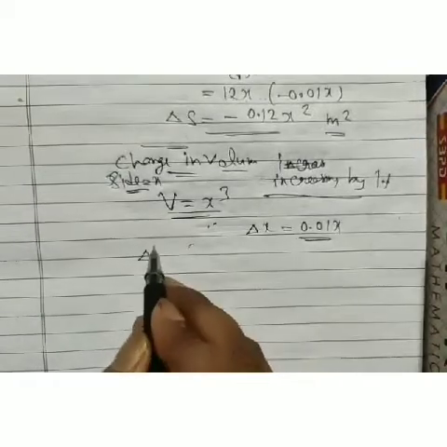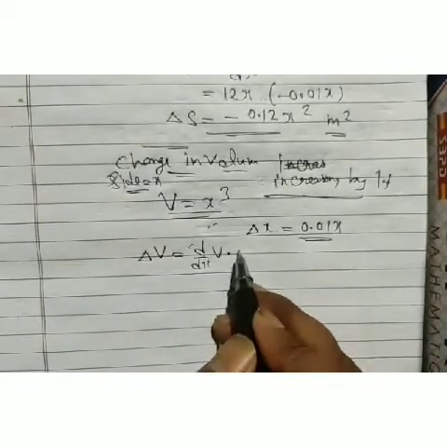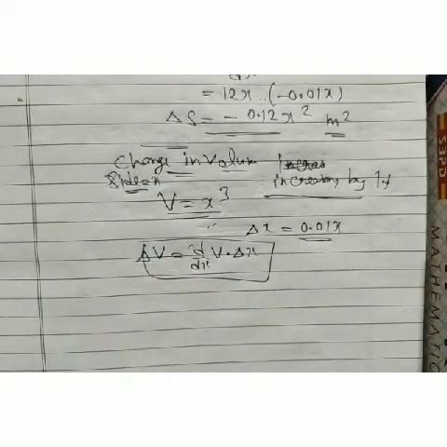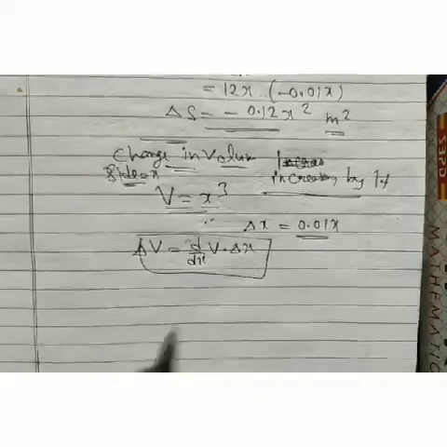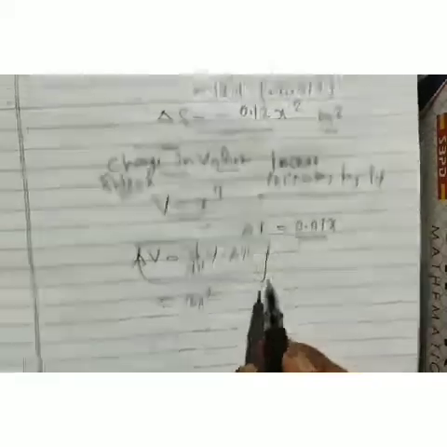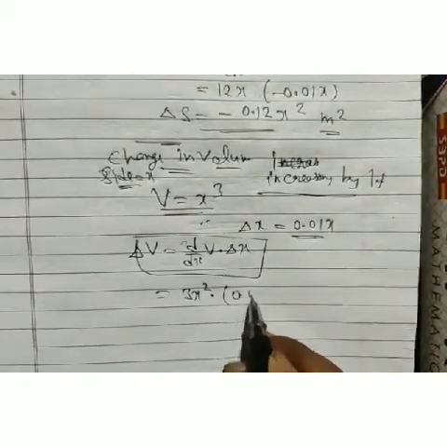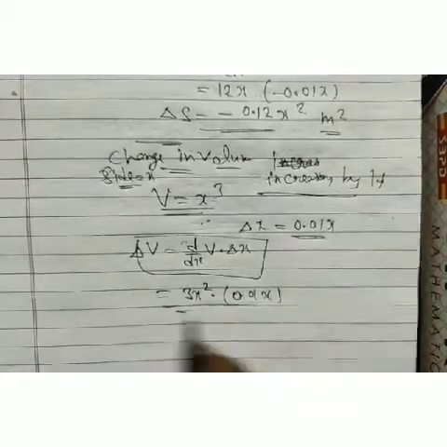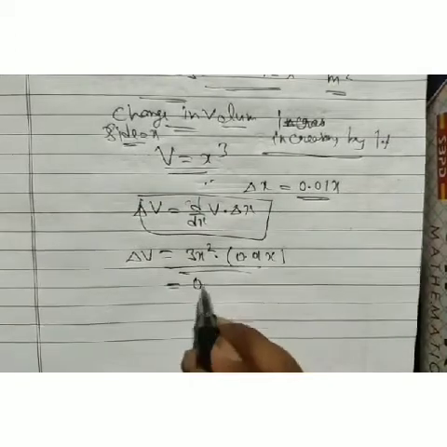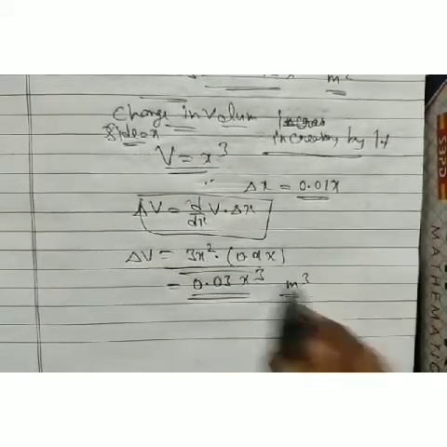Then again our del v is dv/dx into del x. In a similar manner we can find our change in volume by the same concept. It's 3x square, and our del x is, since there is an increase, with a positive sign (if a decrease, we take negative), 0.01 x. Then the change in volume in the same problem is 0.03 x cube meter cube.